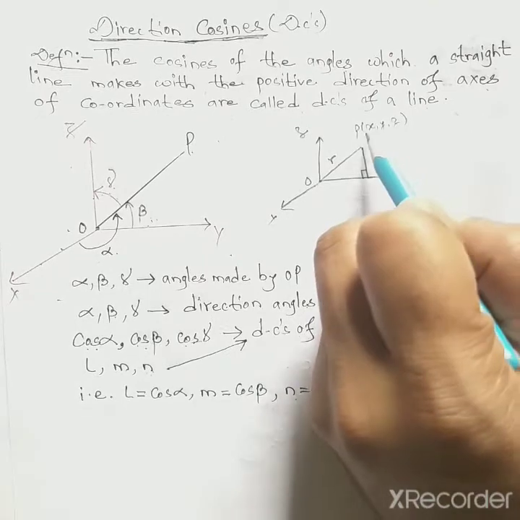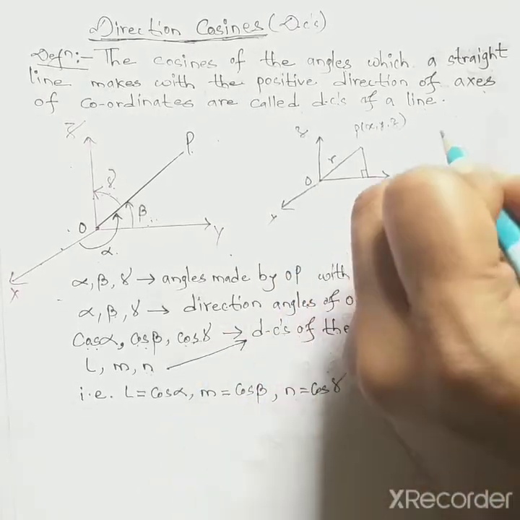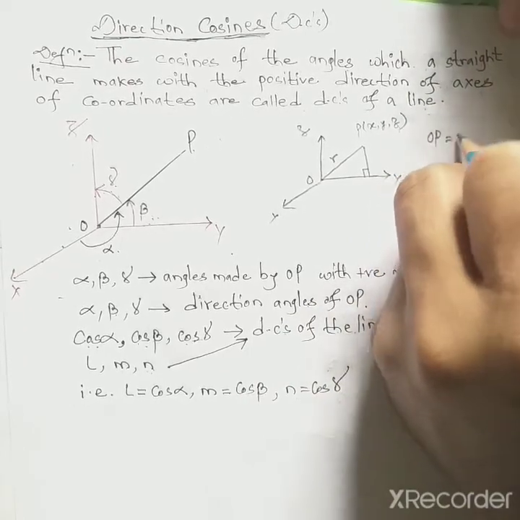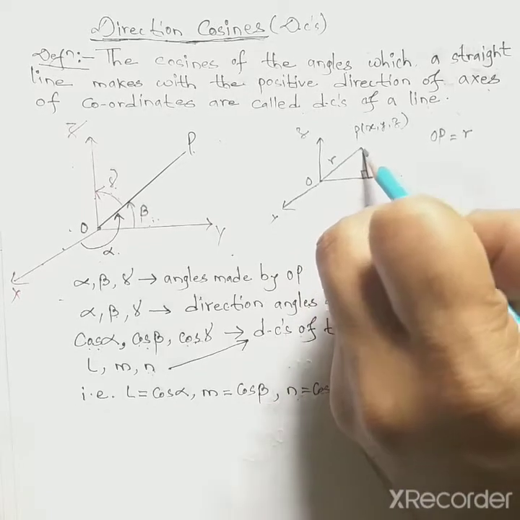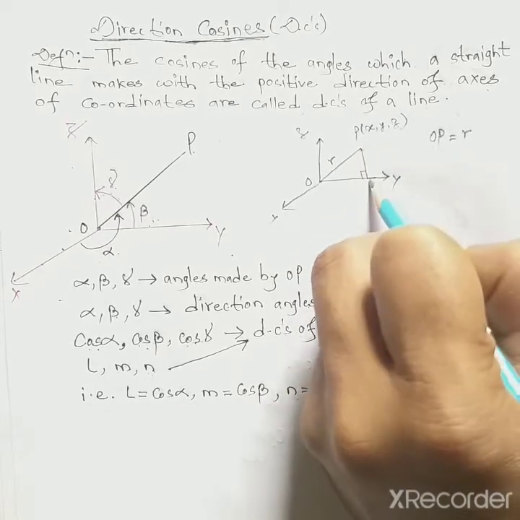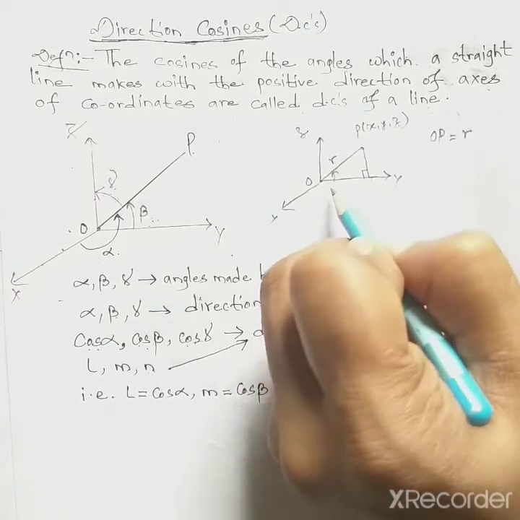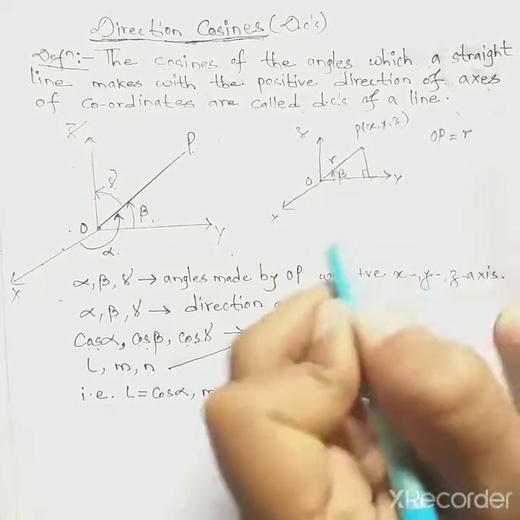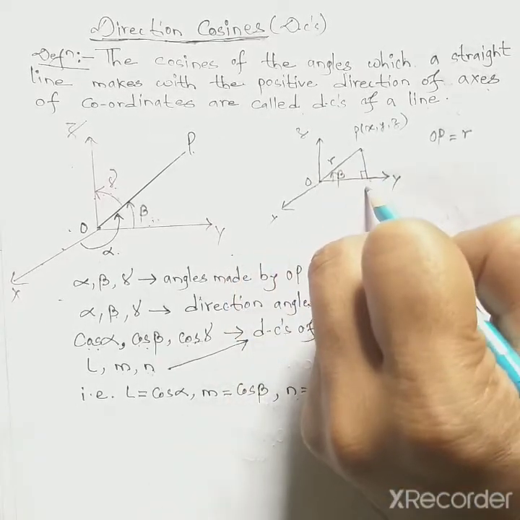Now let P(x, y, z) be the coordinates of P, and let OP equal R. The length of OP is R. Now let us draw a perpendicular from point P on the y axis. I have already discussed what is the angle made by OP with the y axis. Yes, it's beta, isn't it? Now let us call the foot of the perpendicular point R.